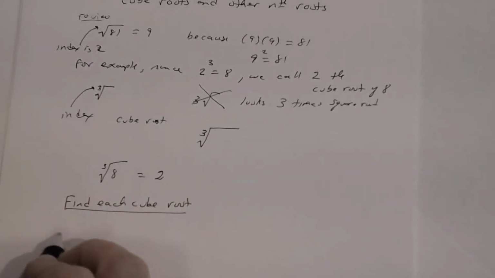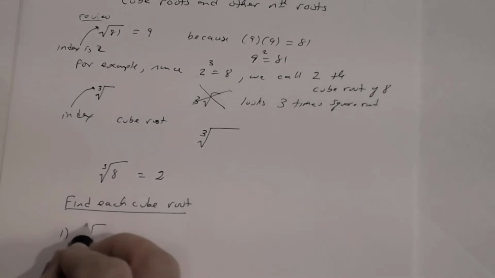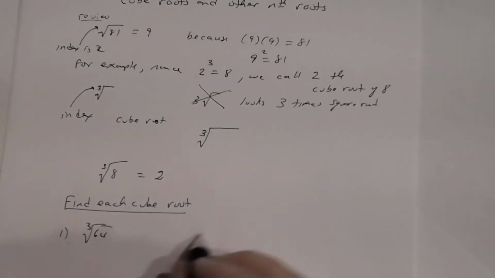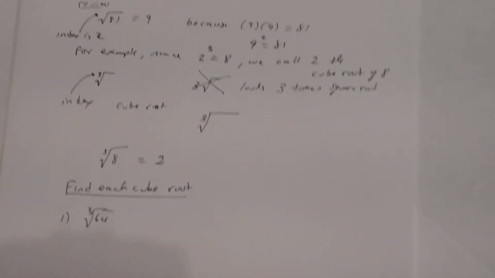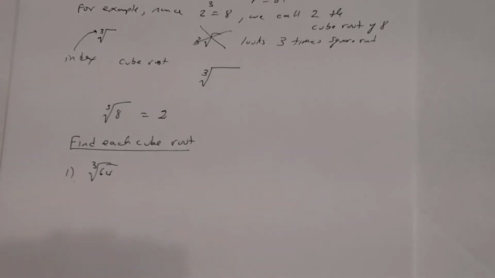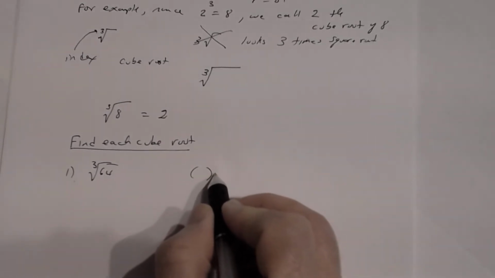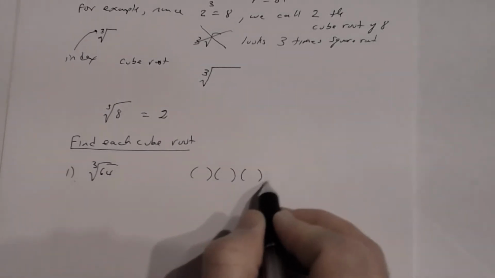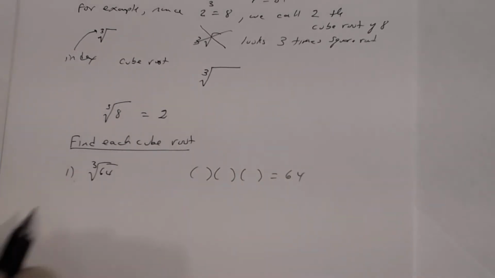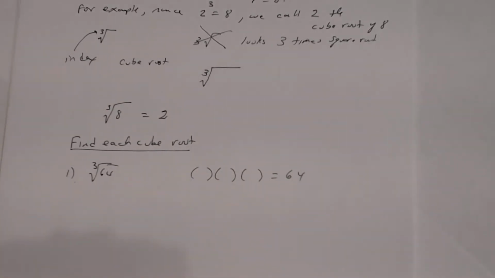All right, so number 1, the cube root of 64. In your mind, you're thinking this, and do this one without a calculator. Remember, cube root of 64 means this: what times itself 3 times is 64? So what number times itself 3 times is 64?